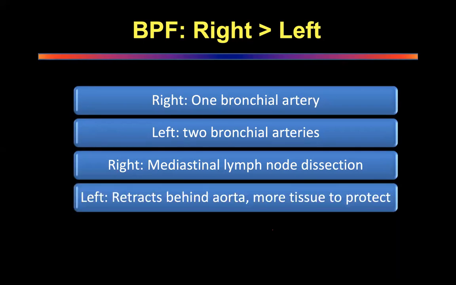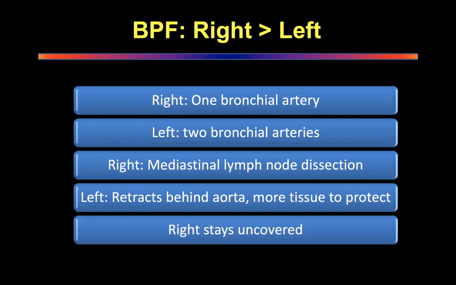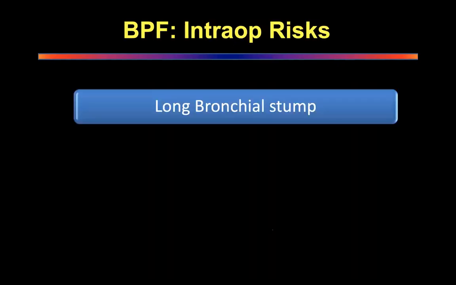The left, again, retracts behind the aorta after the surgery. So there is more tissue which collapses on the stump rather than being exposed to the infected pleural space. Hence, left is more protected than the right stump. The right stump lies within the pleural space. The left gets pushed away behind the aorta. So it's almost like having a muscle flap on it. So the right stays uncovered almost all the time. So that's something that you got to remember.